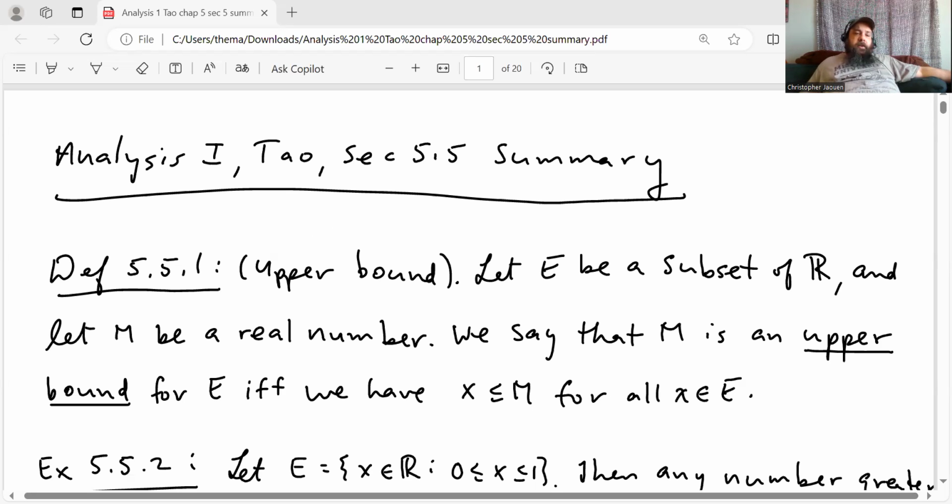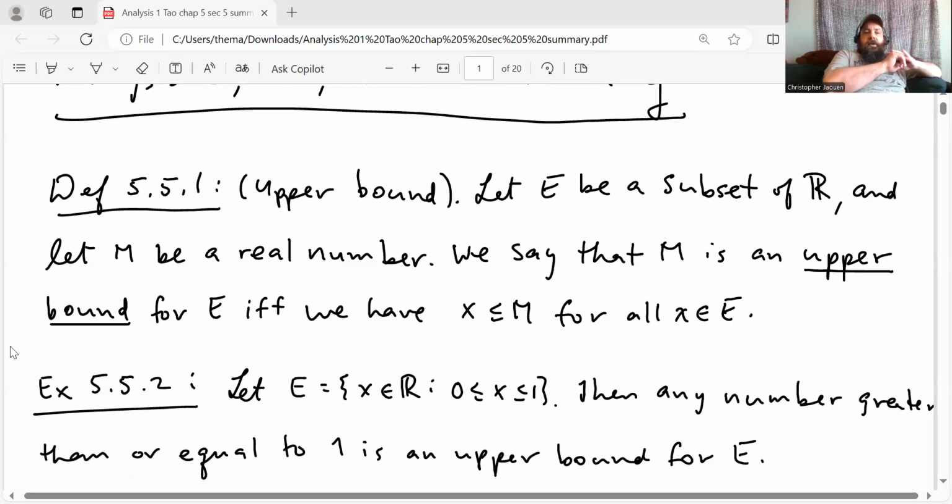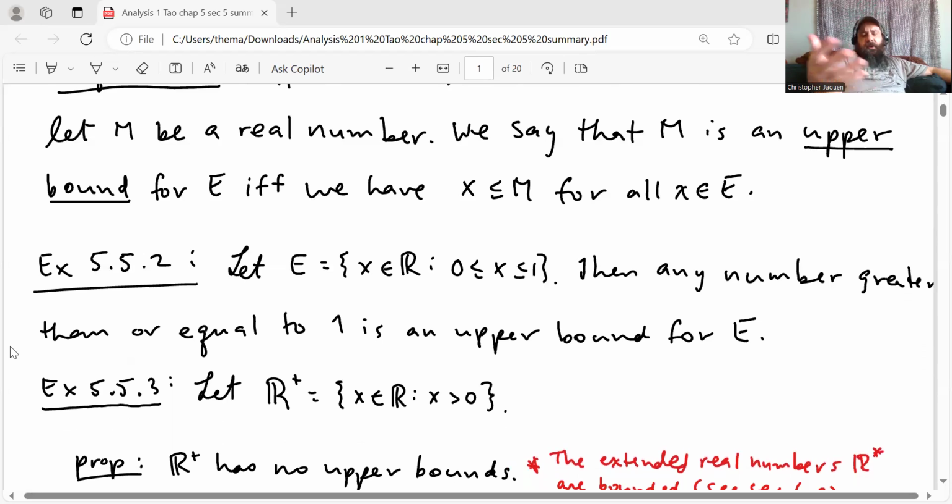Before we define what a least upper bound is, we need to know what an upper bound is. So that's definition 5.5.1. Here Tao defines upper bound. Let E be a subset of the real numbers, and let M be a real number. We say that M is an upper bound for E if and only if we have x less than or equal to M for all x in E. So hopefully that's a pretty intuitive definition. Okay, he gives us some examples here.